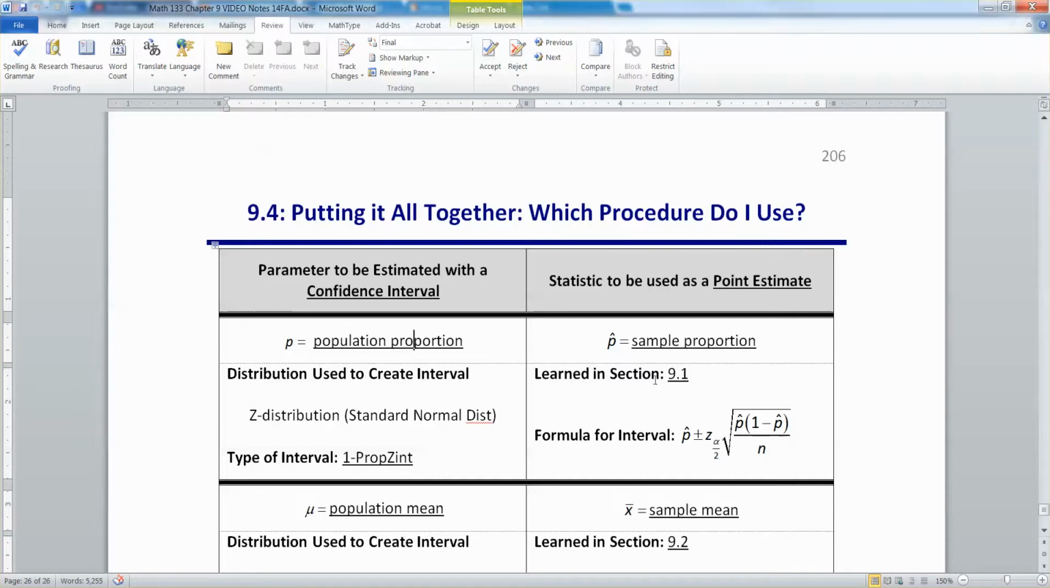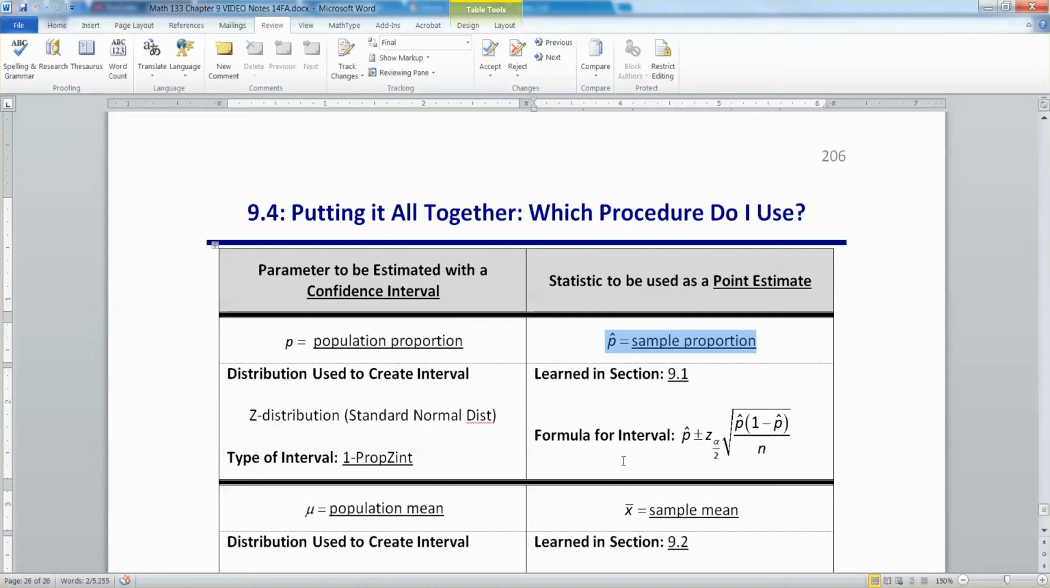So in section 9.1, we learned about how to create a confidence interval for a proportion. So that's when you want to know the population proportion P, but you only have the sample proportion P hat. Remember, I had the little box of beans, and then the scoop of beans was my sample. Then I counted the red beans out, and that created my sample proportion.